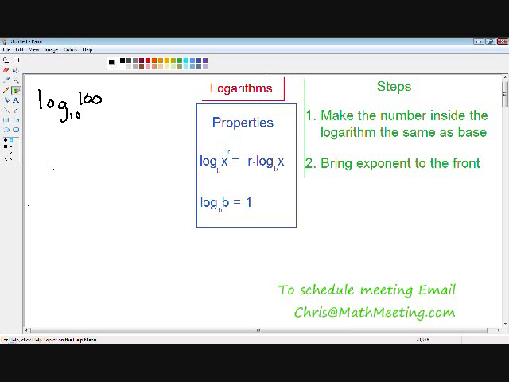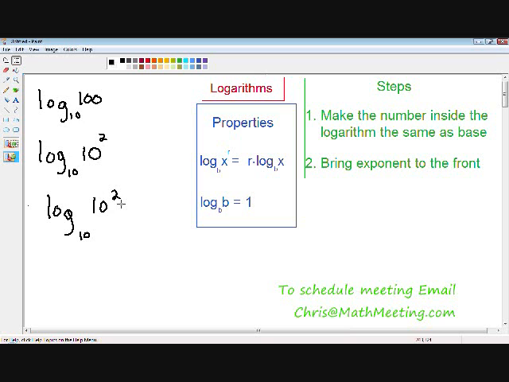Step number 1 is make the number inside the logarithm the same as the base. So we have a base of 10. Now I want to make the number inside the logarithm the same as the base, so I have to make this one a 10 as well. But notice we had 100 in the original problem, so I'm going to rewrite this 10 as 10 squared, because 10 squared equals 100. I have not changed the logarithm one bit.